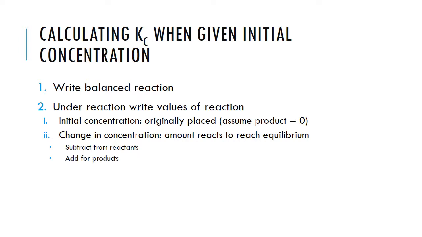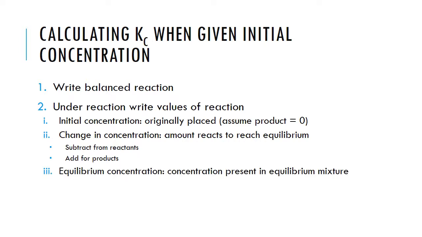And you want to add for products because products are being made and therefore are increasing in concentration. Then once you figure out that change, you can have your equilibrium concentration, and that's the concentration present in the equilibrium mixture. Once you have that information, write your Kc expression, substitute the equilibrium concentrations, and solve.